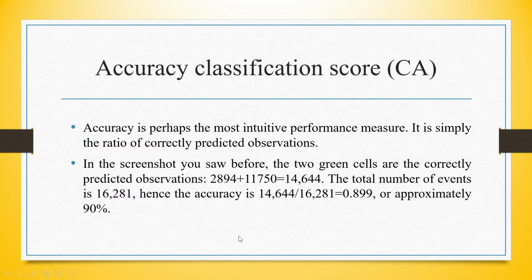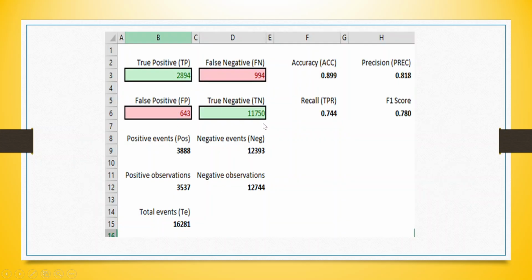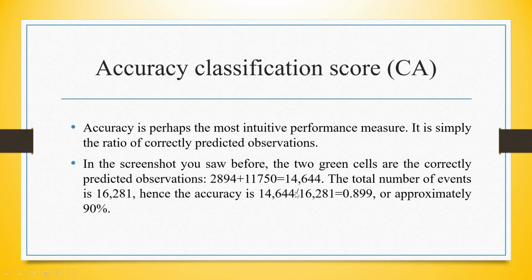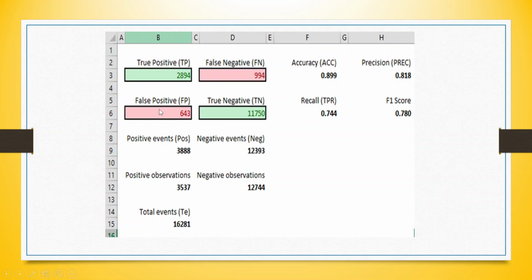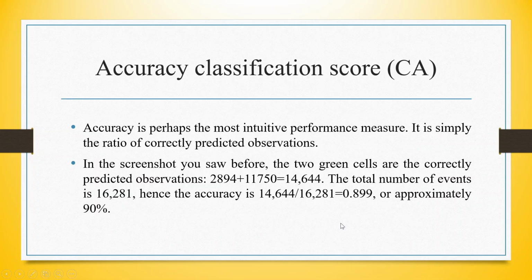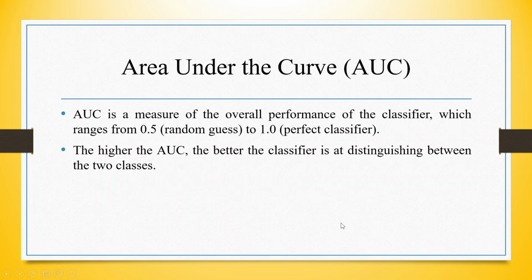Accuracy is perhaps the most intuitive performance measure. It is simply the ratio of correctly predicted observations. If you want to calculate the accuracy score, we will do the summation of correctly classified cases. So 2894 plus 11750 are the correctly classified cases, which is 14644, divided by the total number of cases, which is a summation of all these four quadrants. So the accuracy we got is 0.899, which is considered to be quite good.